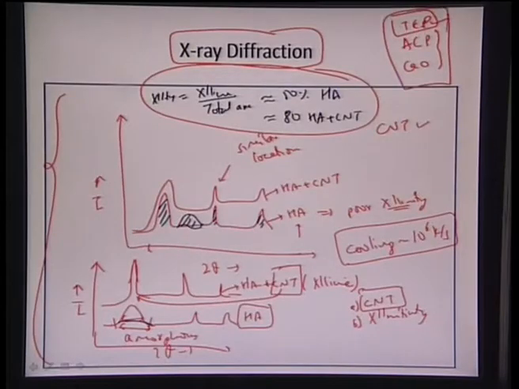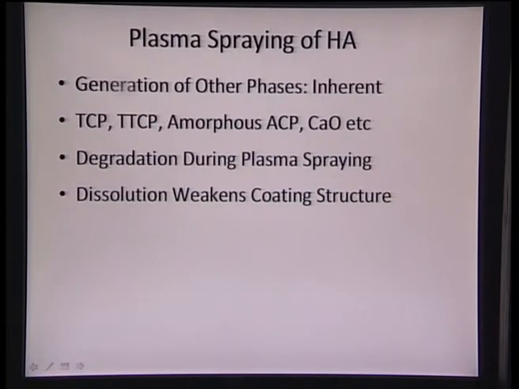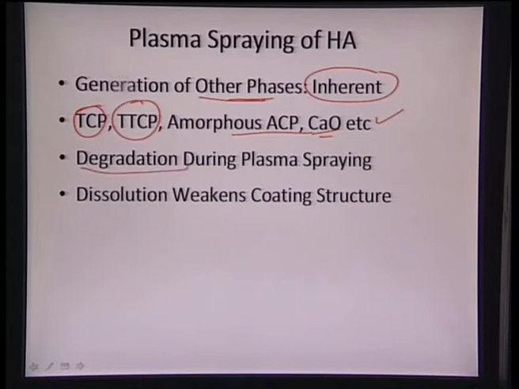Secondly, we can also see that secondary phases such as tricalcium phosphate, amorphous calcium phosphate, calcium oxides, or even titanium oxide can also get generated here, depending on whether the surface itself is also getting oxidized or exposed to high temperature. So generation of secondary phases becomes inherent. So we can see tricalcium phosphate, tetracalcium phosphate, amorphous calcium phosphate, calcium oxide, etc., which can get generated during the processing. And if you are seeing all those phases, it is nothing but the degradation of this particular coating. So the degradation should not happen during the plasma spraying.